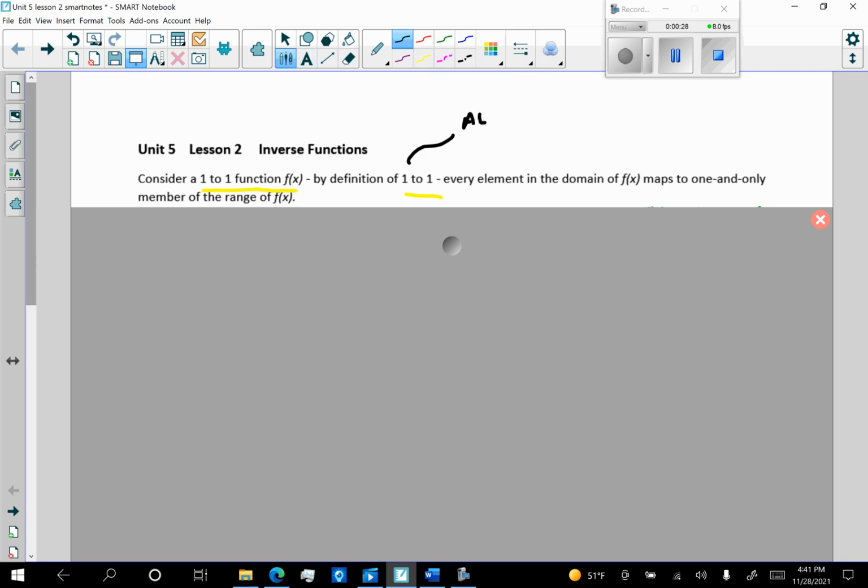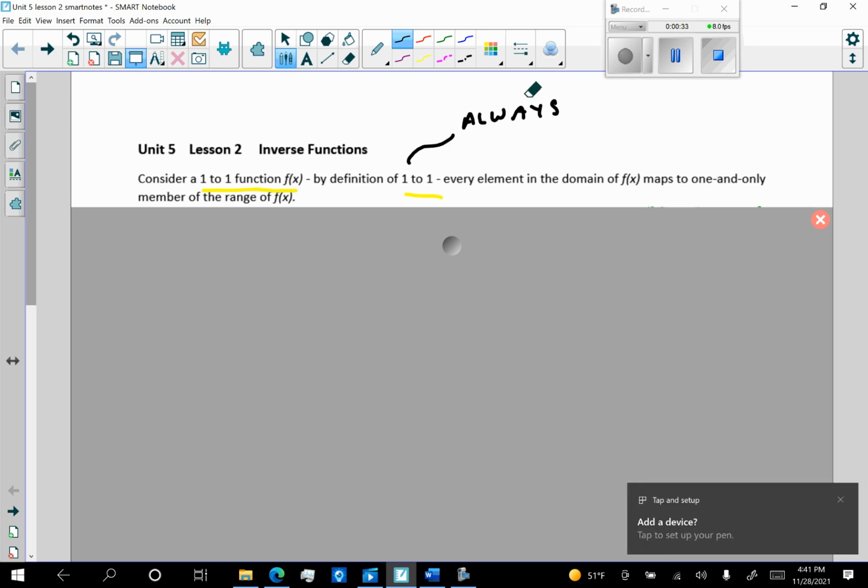So always increasing or always decreasing. That's how we're going to determine graphically if a function is one-to-one: if the function is always increasing or always decreasing. And we remember that from Unit 5, Lesson 1.